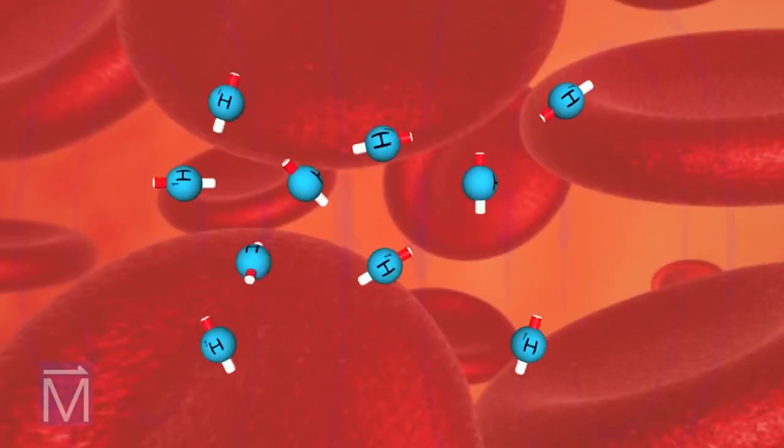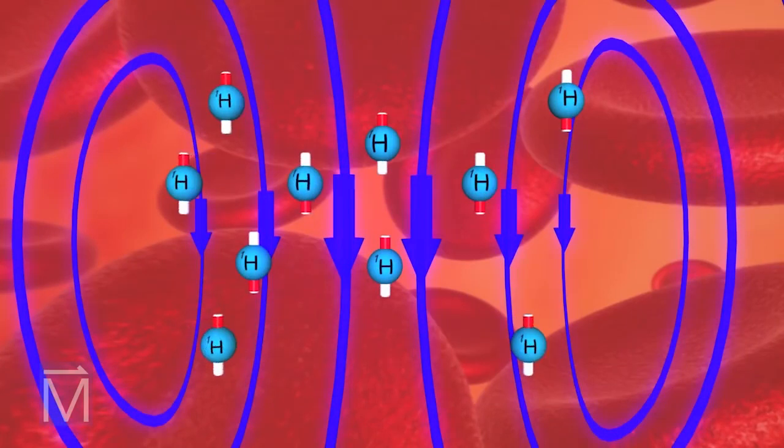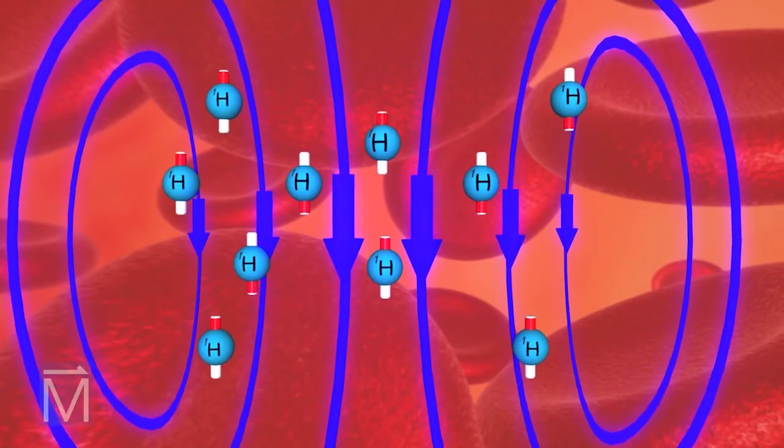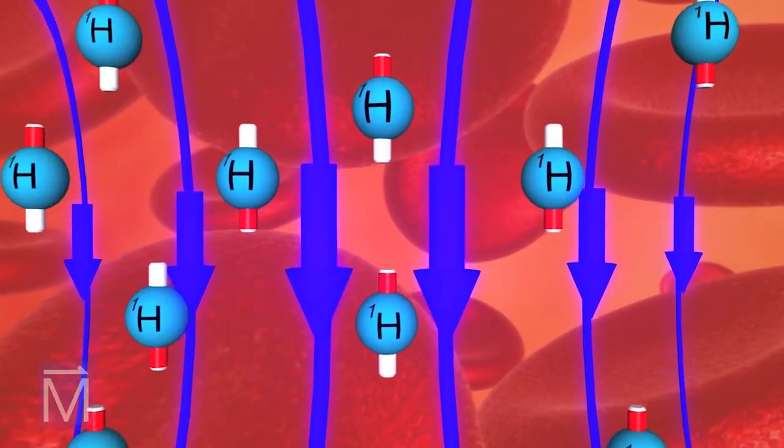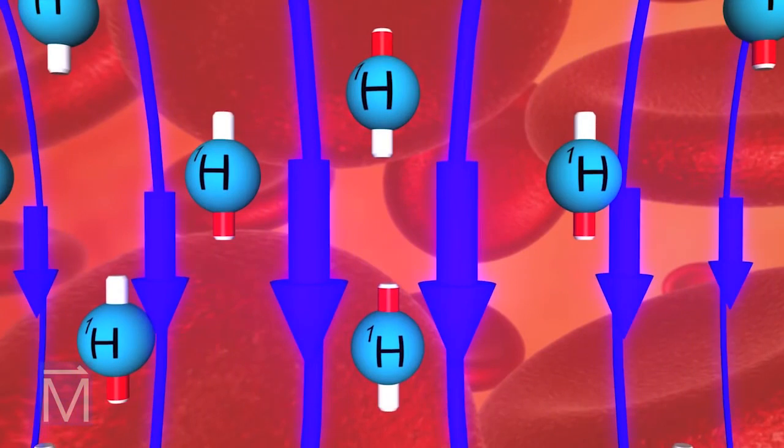Suddenly, the axes of the hydrogen protons realign with the powerful magnetic field and spin, just like a top, at a specific frequency, its resonance frequency, that is a function of the strength of the magnetic field, represented here by blue lines. Half the protons face in the direction of the field and the other half in the opposite direction.